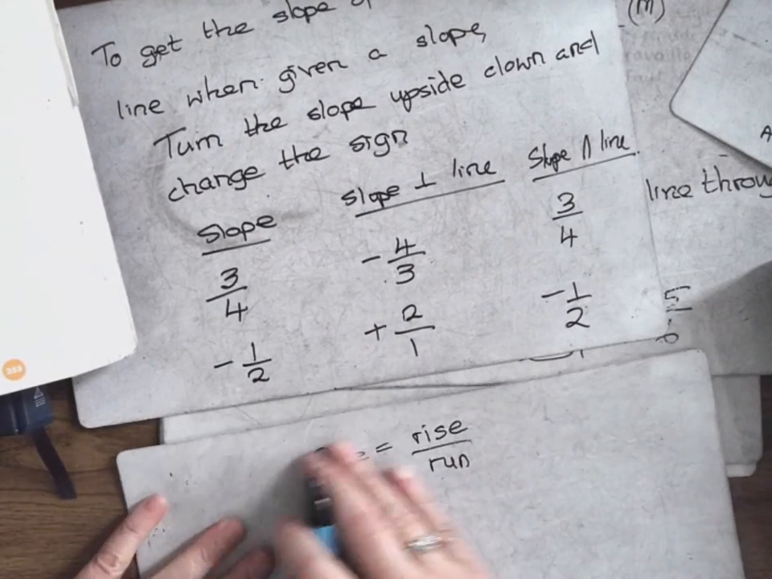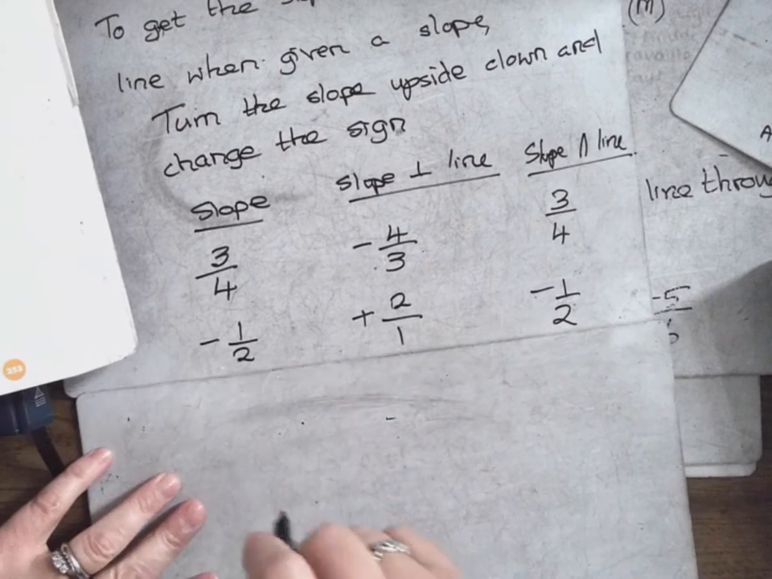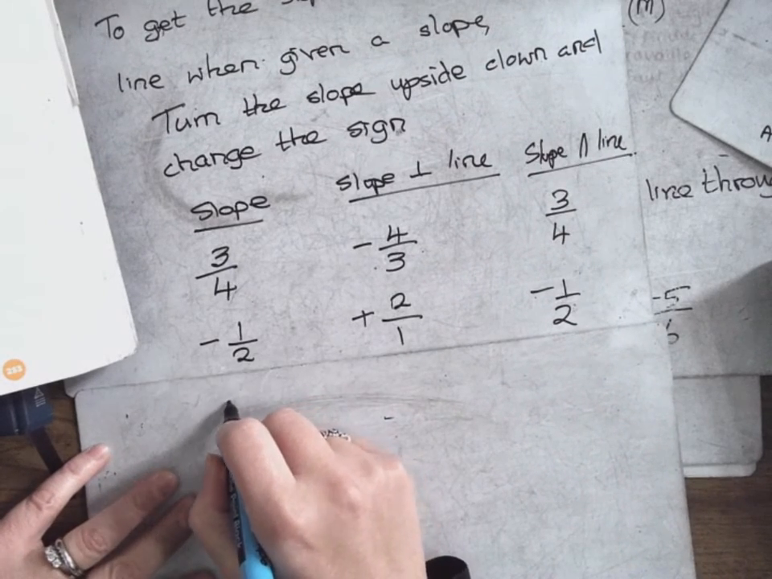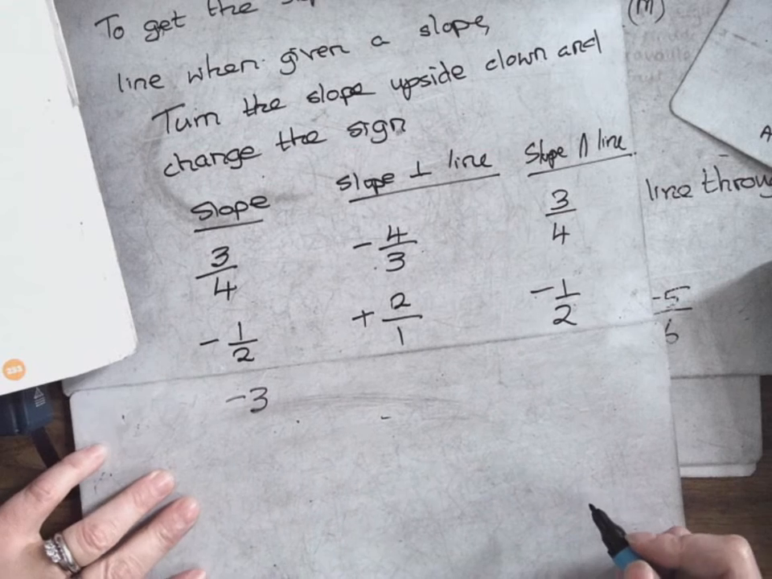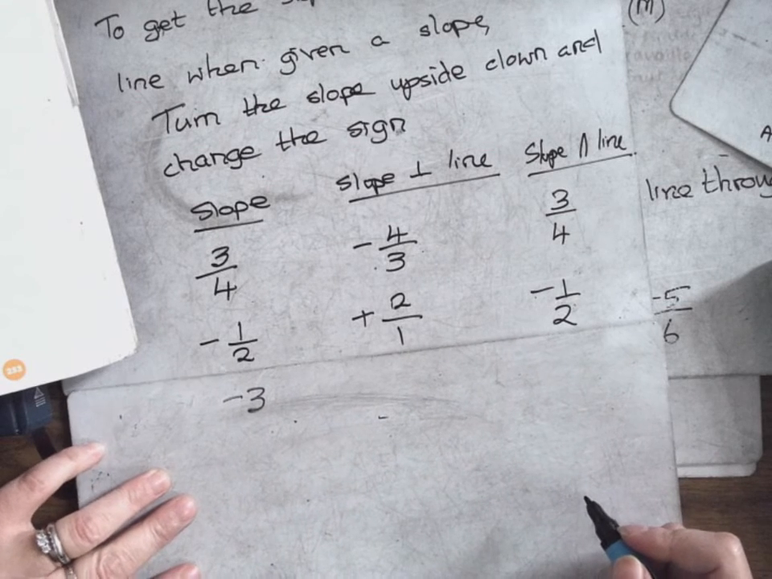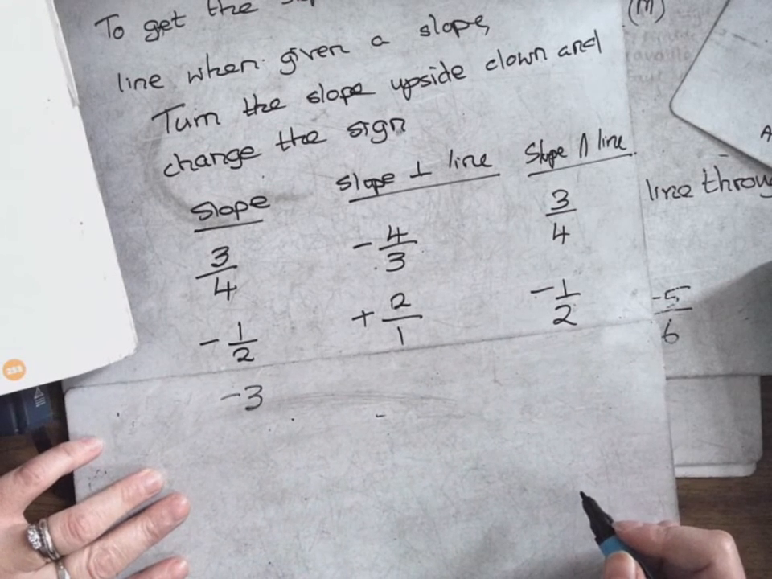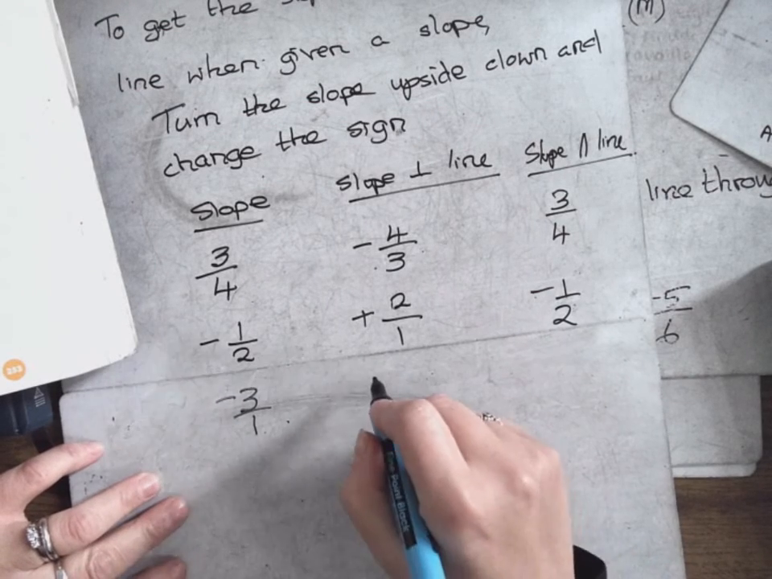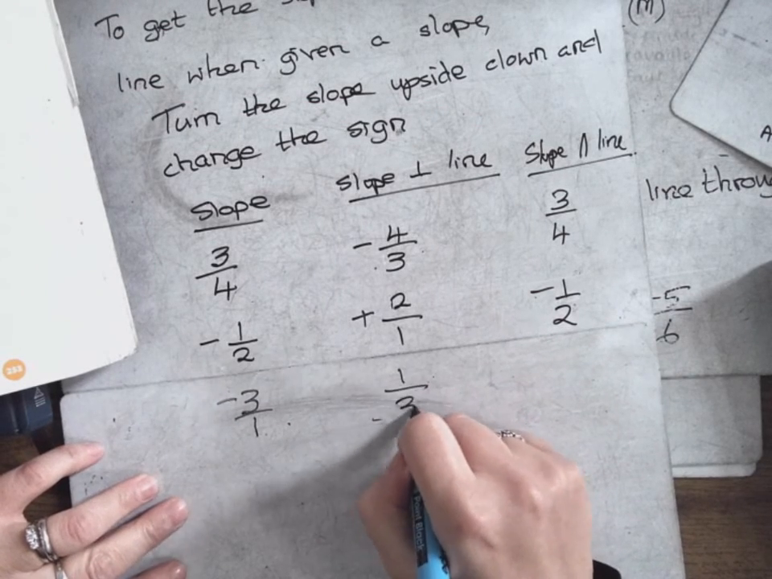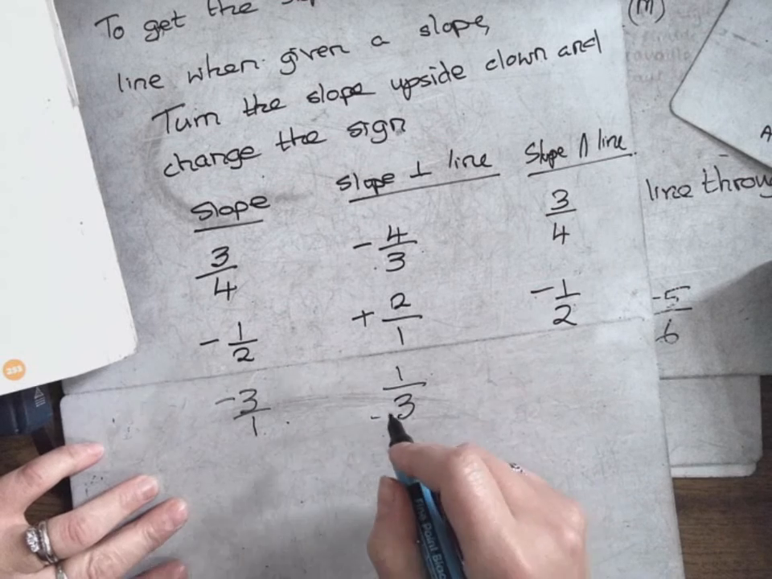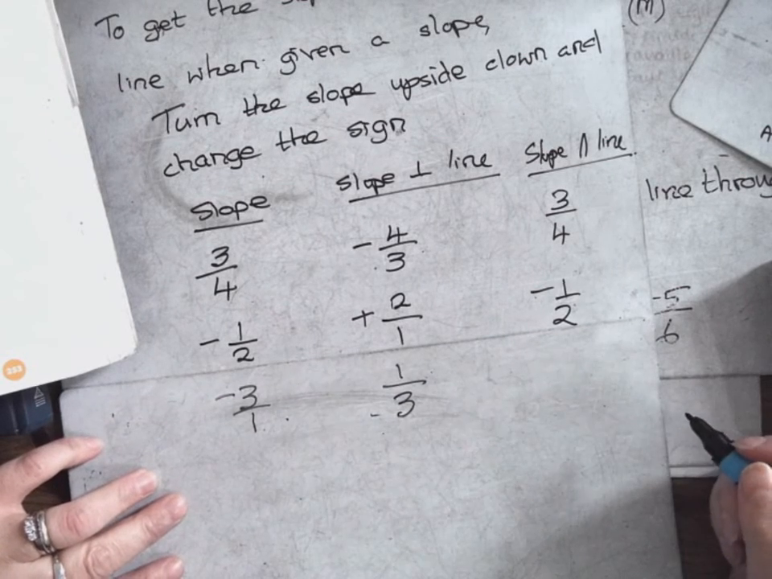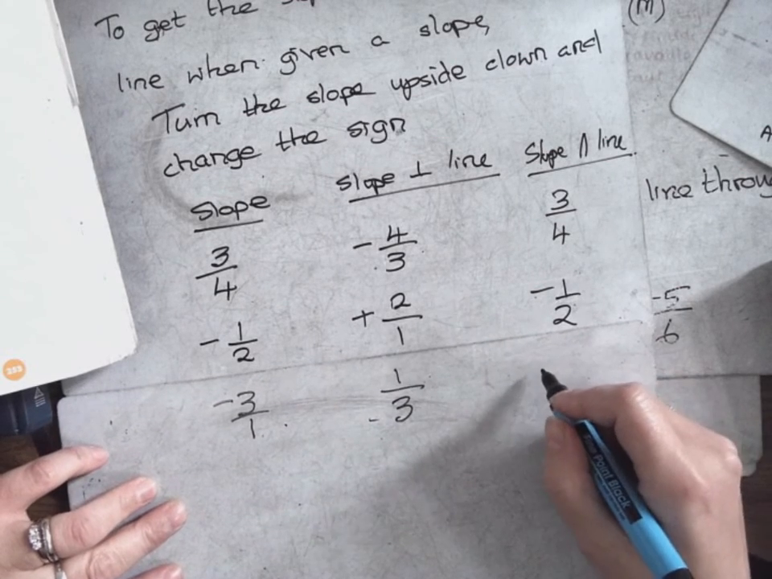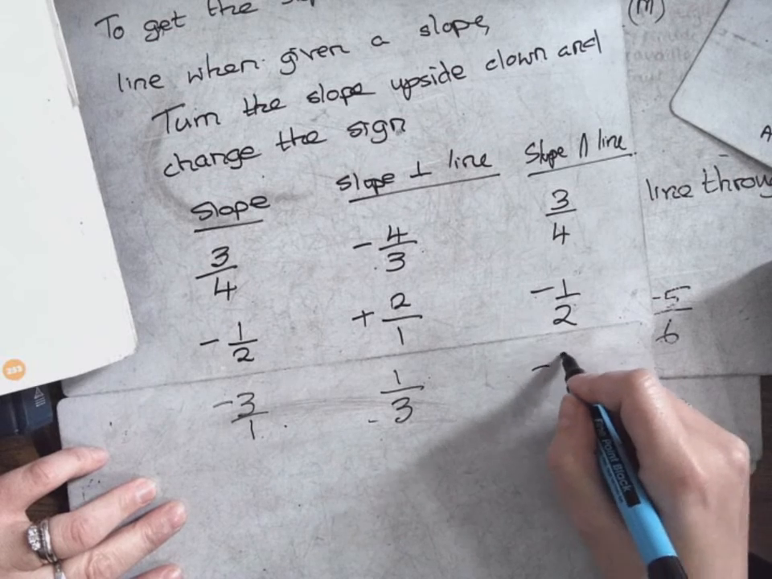I'll just do one more. So I might do -3. Turn it upside down, change the sign to get the slope of a perpendicular line. What's the answer? 1/3. Very good. Someone said 1/3, and I'm glad you put that over 1, and then when you turn it upside down, it's 1/3. And it was a minus, now it's a plus. You don't need to write in the plus. And the slope of a parallel line is the same, so that would be -3.